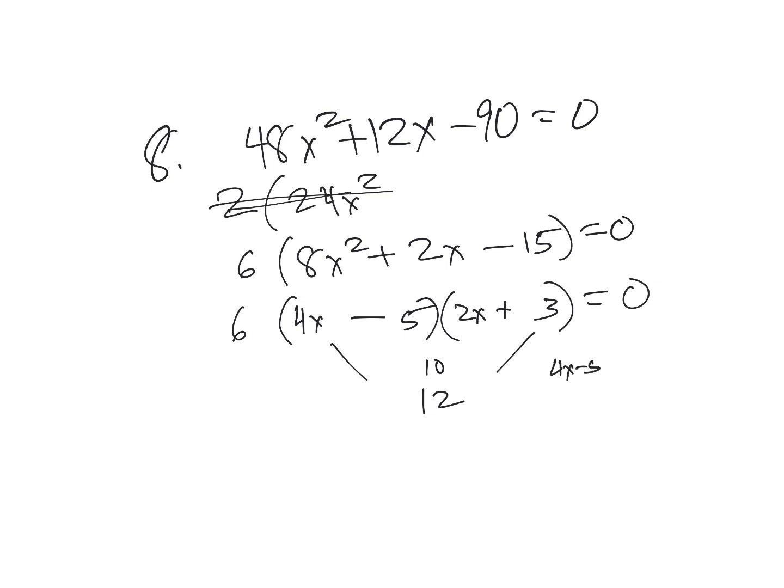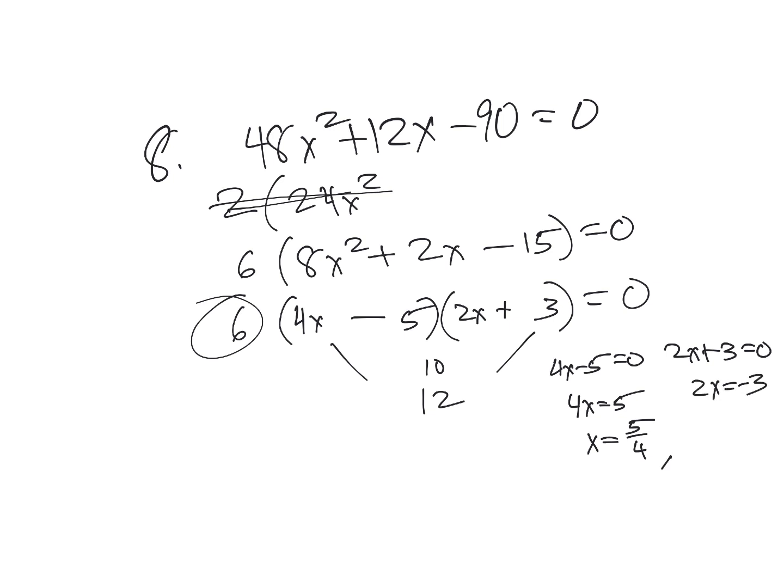So 4x minus 5 is equal to 0. 2x plus 3 is equal to 0. The 6 doesn't disappear. It's just a proportional thing. All right. We're going to add 5 and divide by 4. So 5/4 is the first answer. Subtract 3, divide by 2. So you get negative 3/2 is the second answer. We got it right? Excellent.